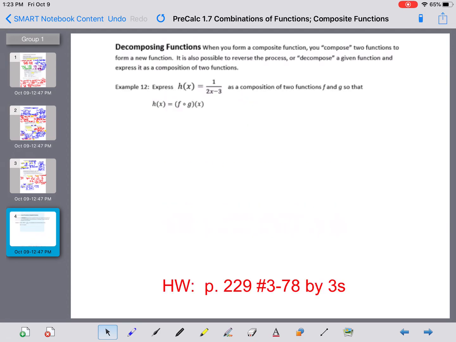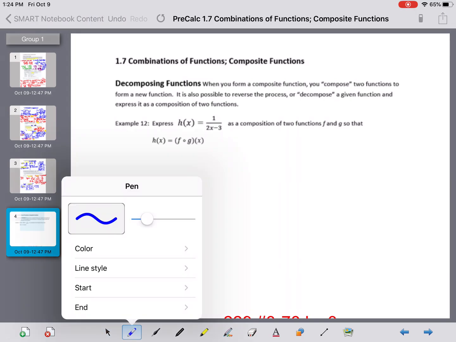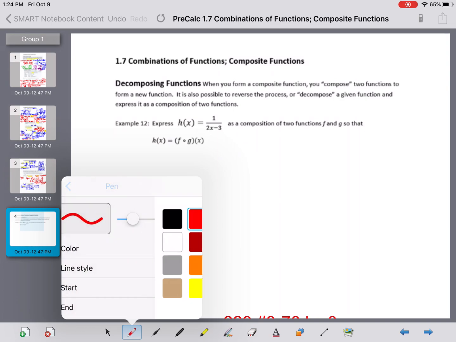All right, last page, and there's really not much here. Decomposing functions. When you form a composition function, you compose two functions to form a new function. So it's also possible to reverse the process or decompose a given function and express it as a composition of two functions. Okay, key thing right here, and this is so important to know.